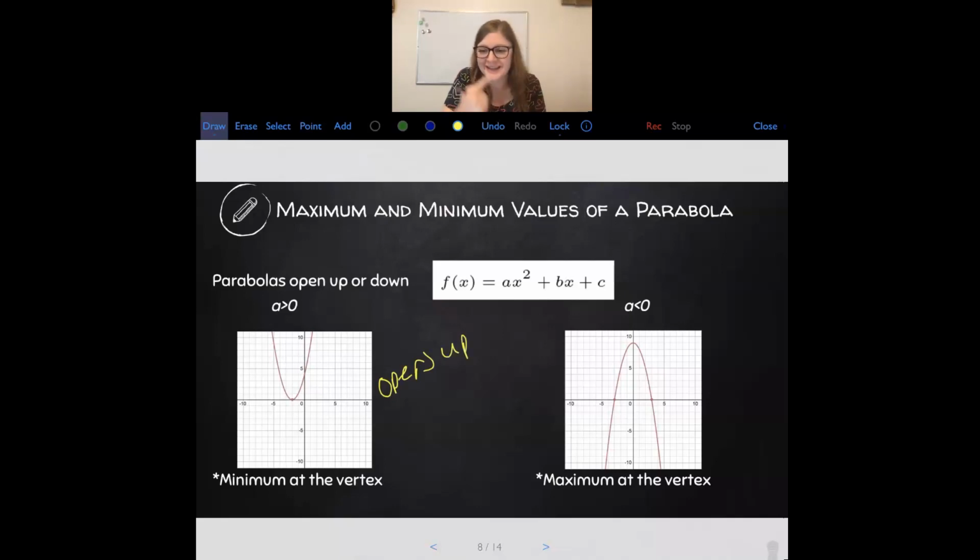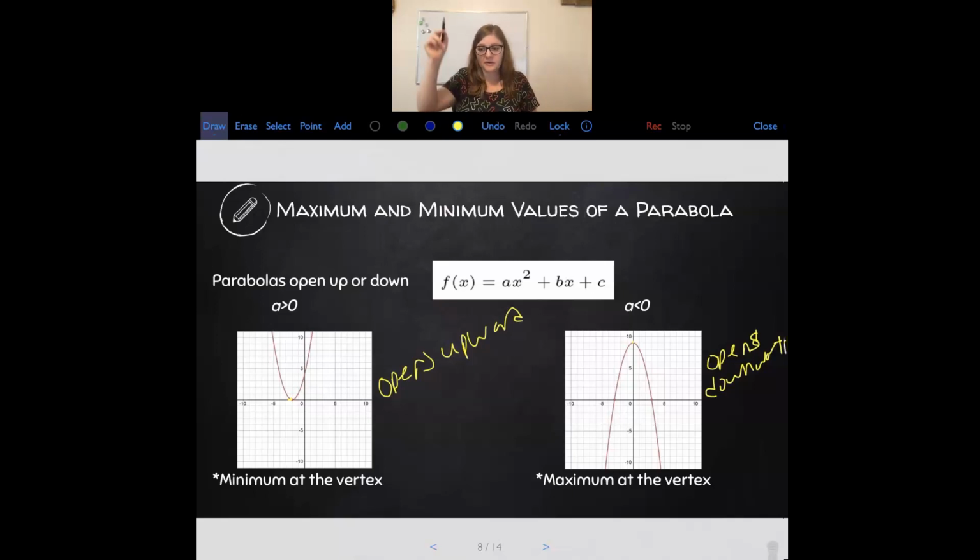Okay, so you can think of it as smiling. If a is less than 0, or another way to think of that is negative, it opens down. This is upward, downward. Okay, this point here is called the vertex.